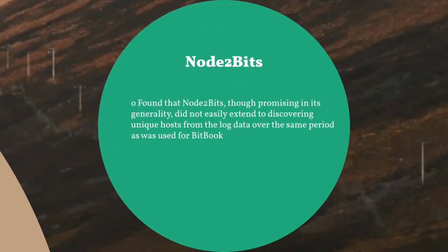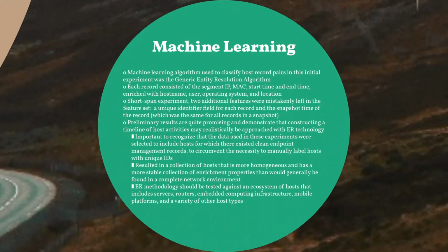It was found that node to bits, while promising in its generality, did not easily extend to discovering unique hosts from the log data over the same period as was used for Bitbook. The generic entity resolution algorithm was used to classify host record pairs in the initial experiment. In the short span experiment, two additional features were left in the feature set: a unique identifier field for each record and the snapshot time of the record.